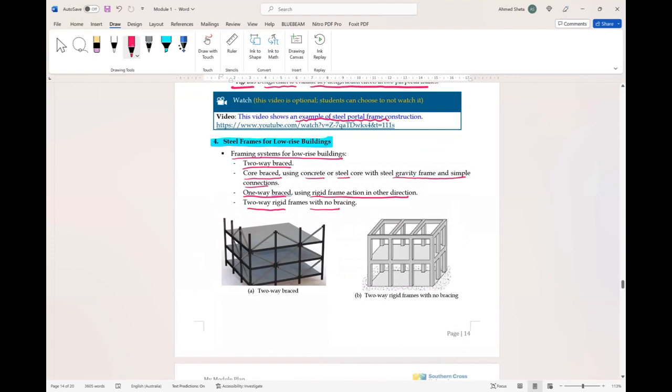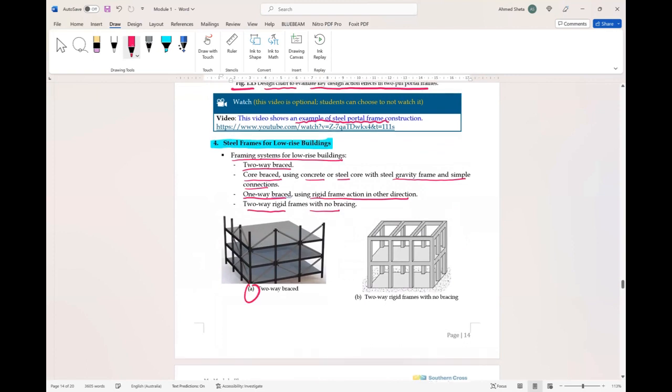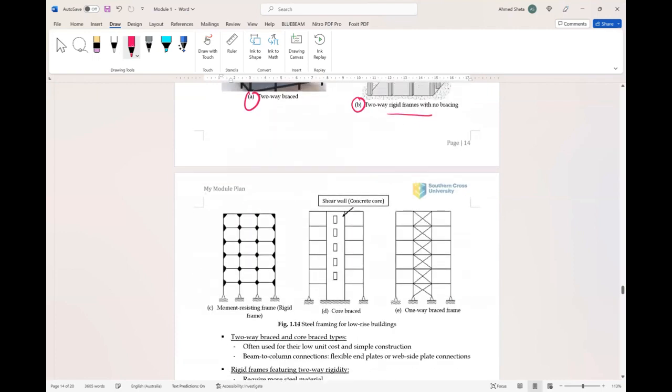As you can see in figure A, these are two examples of two-way braced. Figure B, example of two-way rigid frames with no bracing. In figure C, this is an example of moment resistant frame or rigid frame. In figure D, core braced using, in this example, a shear wall or concrete core. Figure E is a one-way braced frame with bracing bay in the middle.